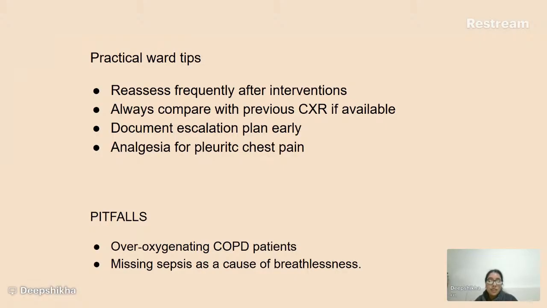And document your escalation plan early. Whenever you're handing over the patient, it's a good idea to document in their notes what you want the management for that patient to be if they deteriorate, because you were the first person to see that patient, and so the next team will be a lot more in tune with what you want to do, what happened earlier, and why they want it done a specific way. Analgesia for pleuritic chest pain as well, that can sometimes be missed. Again, over oxygenating COPD patients, and missing sepsis as well.